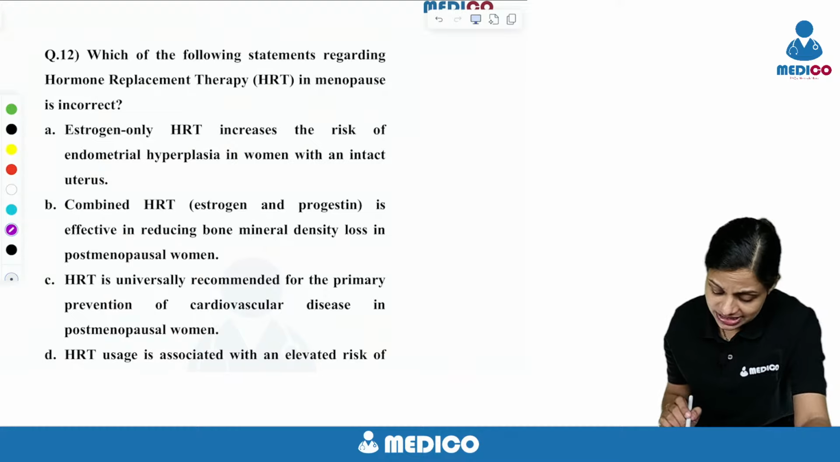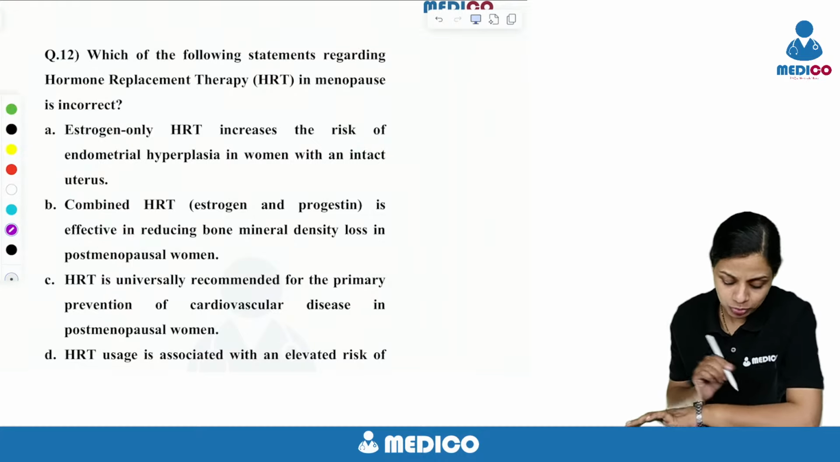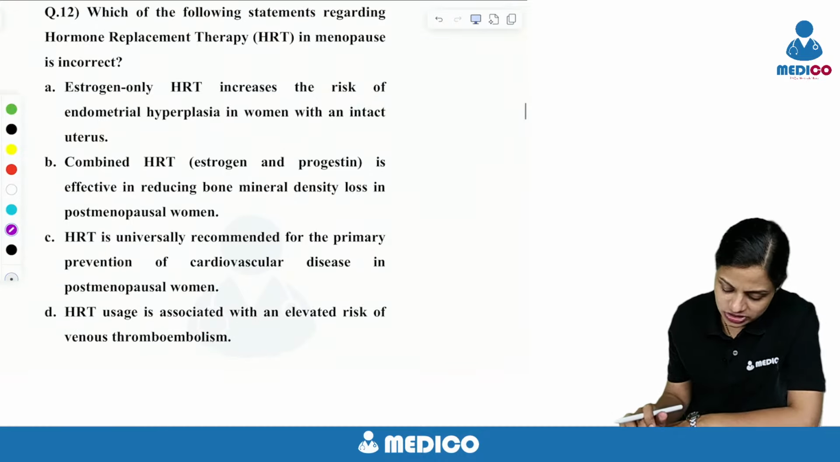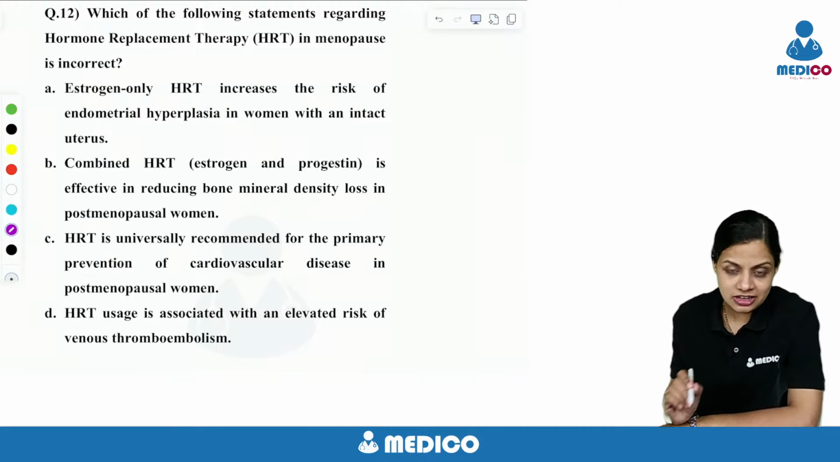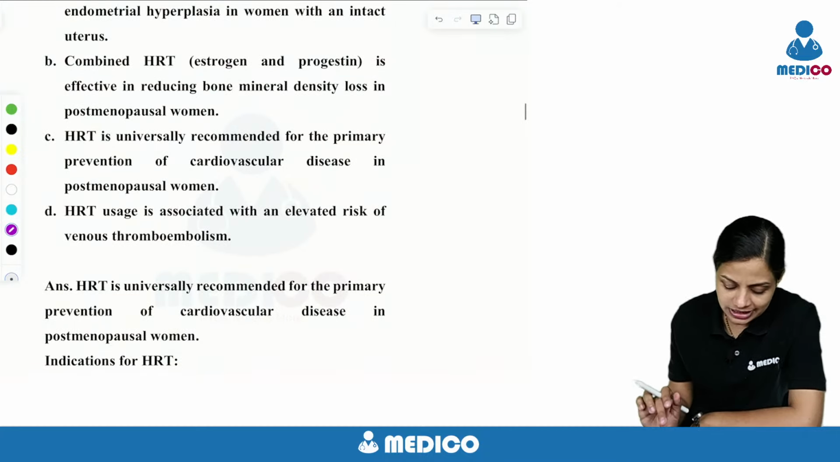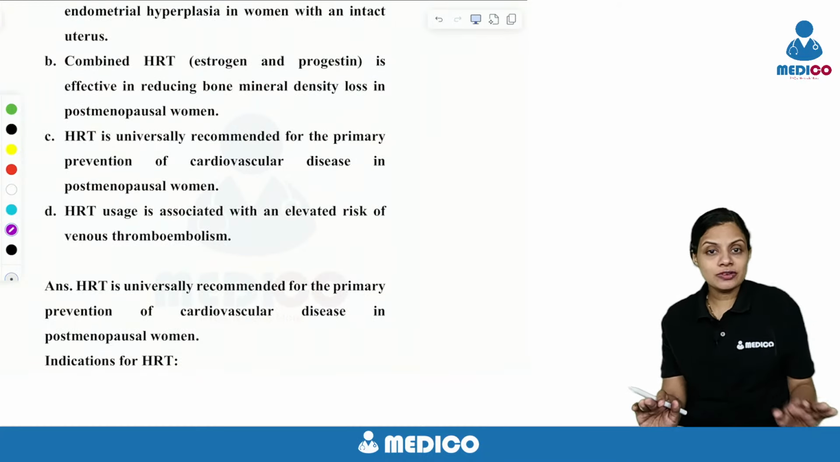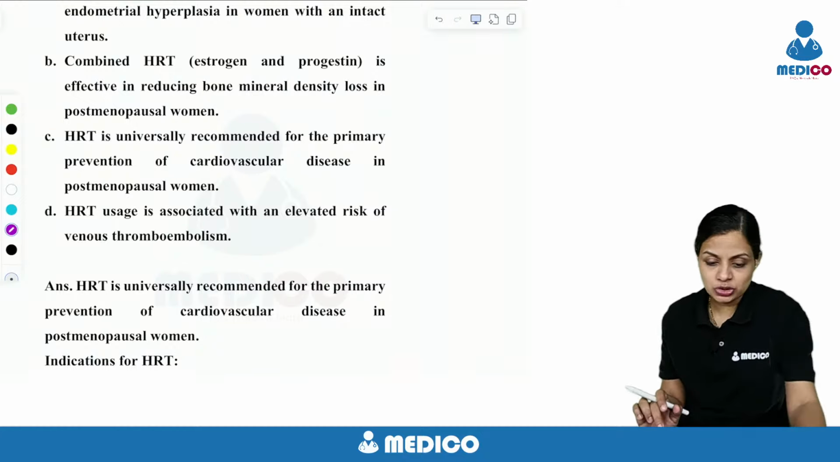HRT is universally recommended for the primary prevention of cardiovascular disease in postmenopausal women. HRT usage is associated with an elevated risk of venous thromboembolism. Here, the statement which is incorrect is this one: HRT is universally recommended for the primary prevention of cardiovascular disease. Remember that HRT cannot prevent cardiovascular disease.